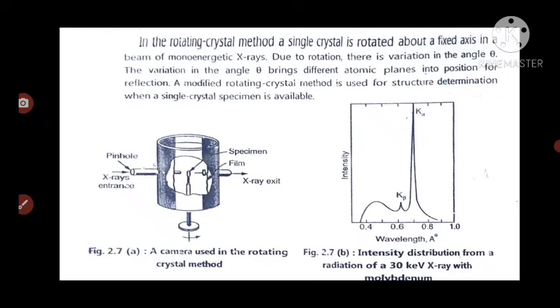And if you see in figure 2.7a, that is a camera which is used in the rotating crystal method. There is a pinhole, made to allow the X-ray radiation to enter as a beam, and in the middle there is a point used for holding the specimen, and next to it there is a film which records the observation. So these are the rotating crystal method.